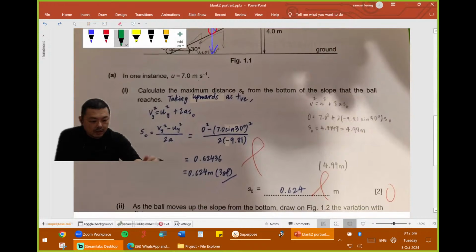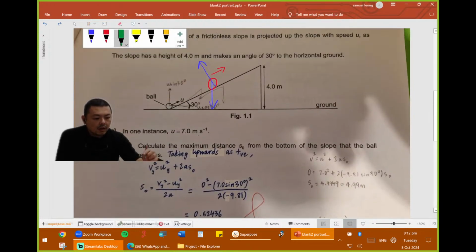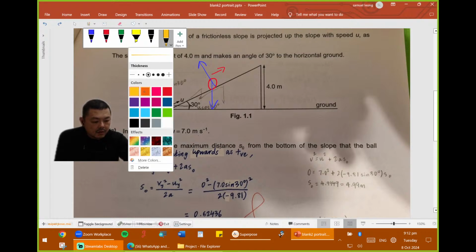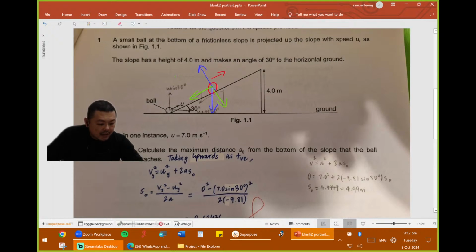Let me see. Yes, it's supposed to resolve the weight of the object. So it's mg sine 30 and mg cosine 30, right? Do you see that? So what's the resultant force acting on this object?